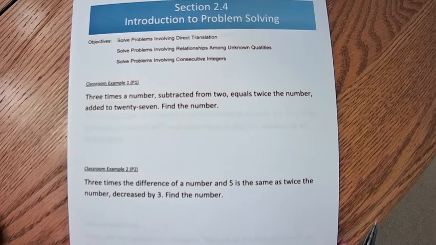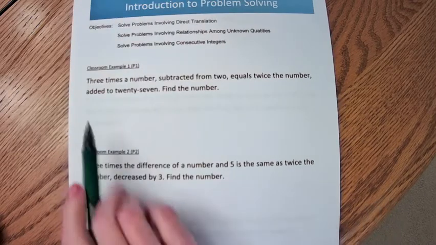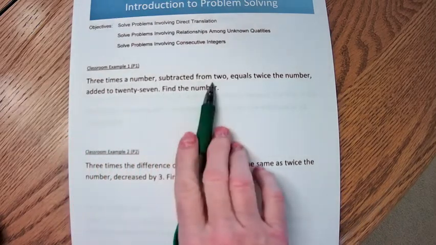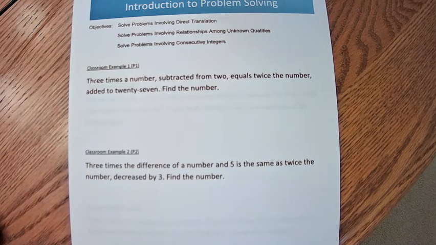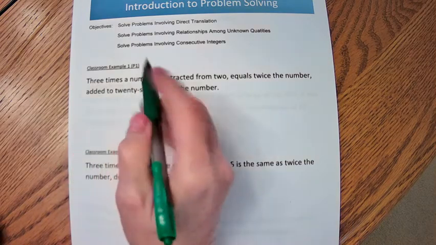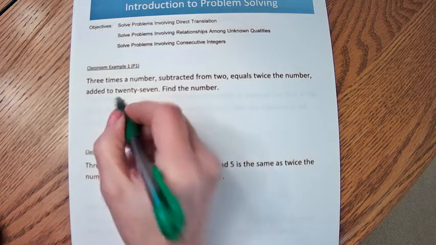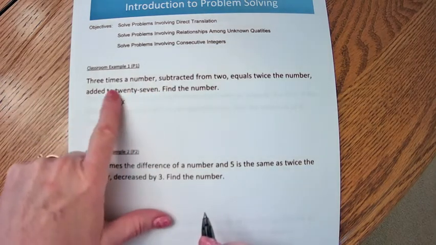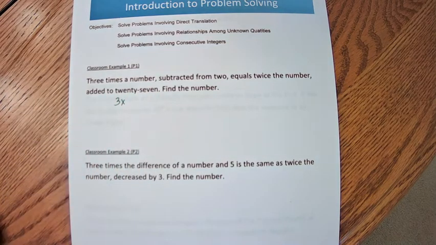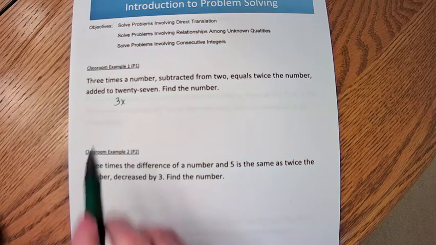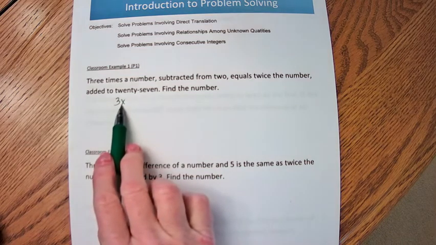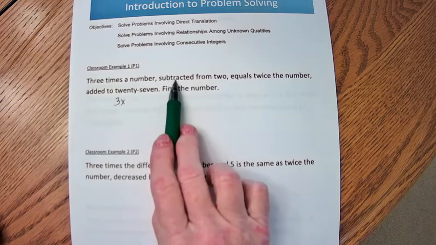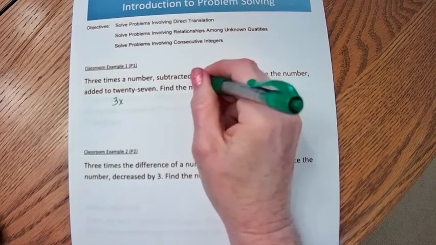So let's look at classroom example 1. We're going to do a direct translation, reading the English statement and putting it into an algebraic expression. And so x is going to stand for the number. 3 times the number. And you see that comma, that means perform that operation, 3 times the number. And then what is happening with that 3 times the number? That is being subtracted from 2.